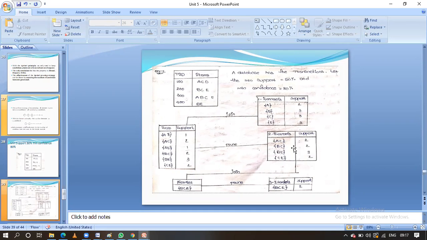From this, how are we going to get the 3 item set? We have to write different combinations, where this is combined with the 1 item set, that is A, B, C, E. We have to write down all the combinations. In that, what we got is only 1 item set, that is BCE, which is repeated 2 times or more. That is why the frequent item set from this one is BCE.